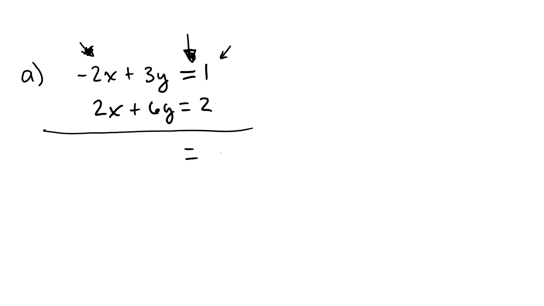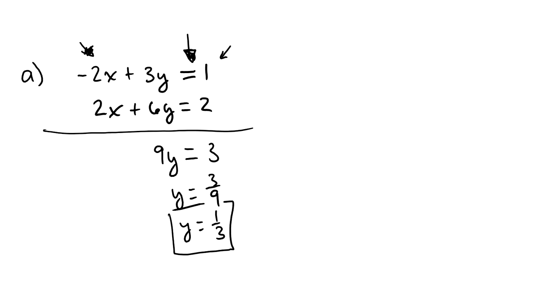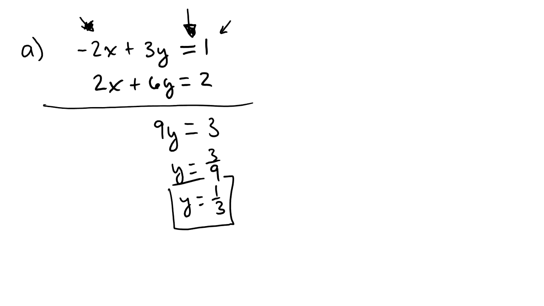X is eliminated. So on the left-hand side, we've got simply 9y, and on the right-hand side, we've got the number 3. And if I divide both sides by 9, I get that y is 3/9, which divided by 3 gives y is 1/3. So I know what y is. It's 1/3. I need to use this now to figure out what x is. It doesn't matter which equation I use, I can use either one. I'm going to go ahead and choose to use the first equation, the top one.